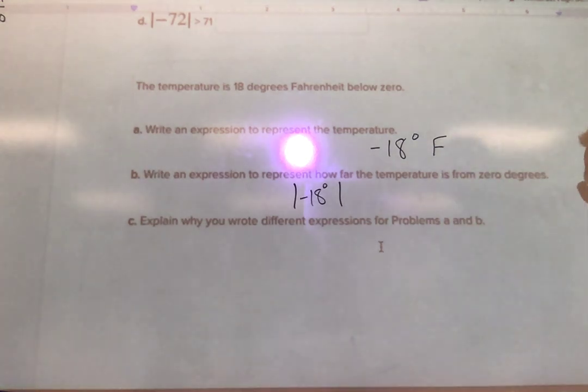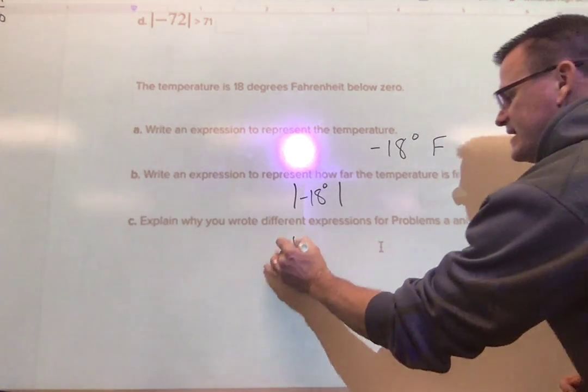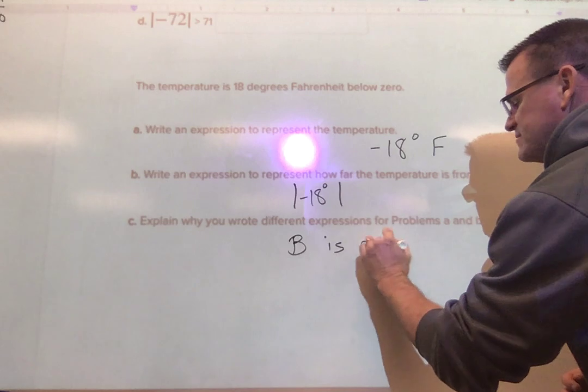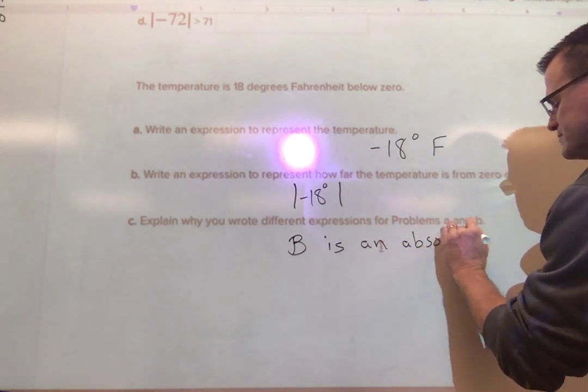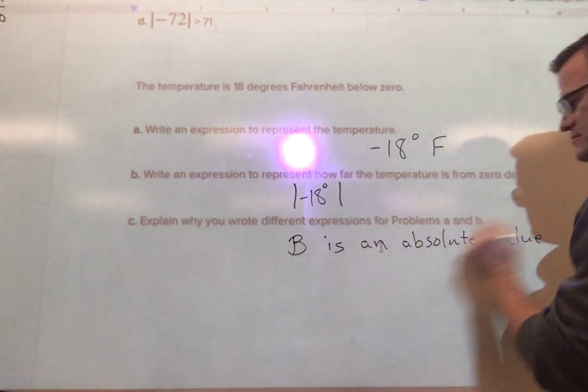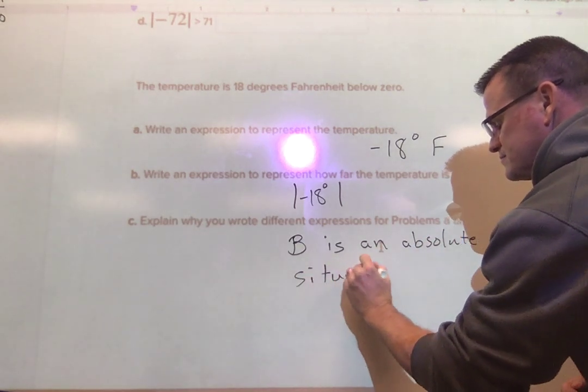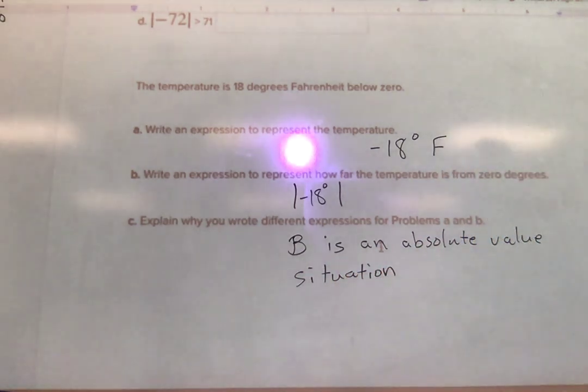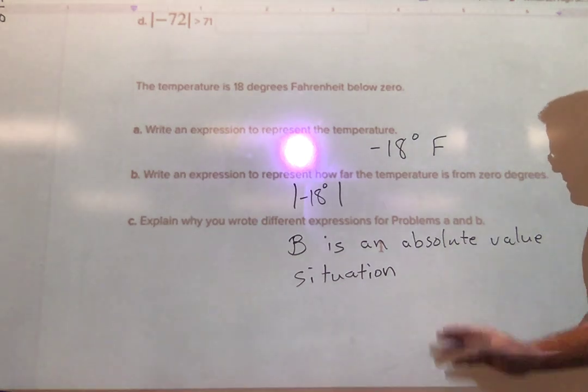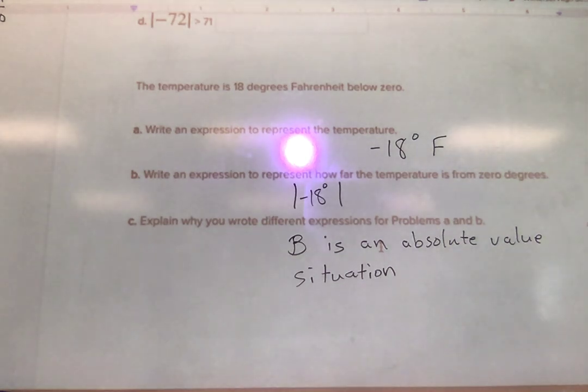So on C, explain why you wrote the expressions for problems A and B. I would simply say B is an absolute value situation, and that's why I wrote it with absolute value. A is not. It's just the temperature, so I don't need the absolute value. Make sure you've got these things written down and understand what absolute value really means, that it's distance from zero. Some situations are talking about absolute value, and other things aren't all the time.